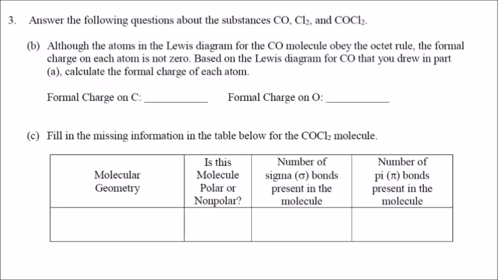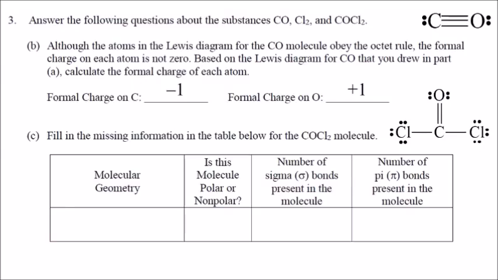Now, on to part B. Although the atoms in the Lewis diagram for the CO molecule obey the octet rule, the formal charge on each atom is not 0. So for the carbon, it's going to be 4 minus 5. That's negative 1 on the carbon. And for the oxygen, it's going to be 6 minus 5. That's positive 1. And in part C, the molecular geometry of the COCl2 molecule, with 3 electron domains, is trigonal planar. This molecule is not symmetrical, so it is polar. We have 3 sigma bonds, and we have 1 pi bond.